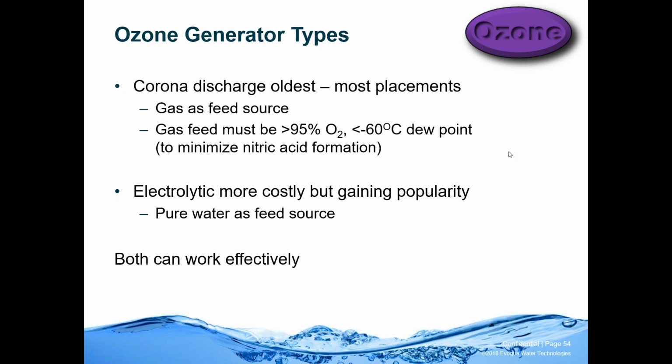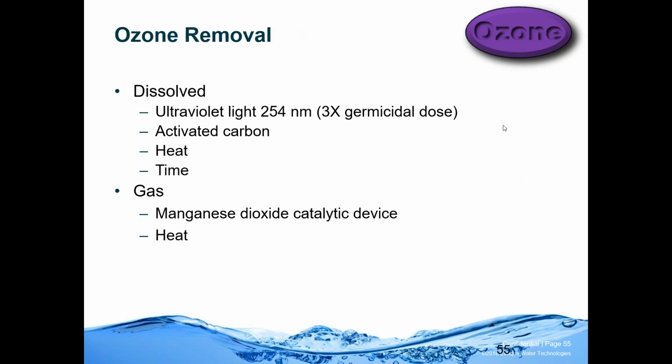Two types of generators. Corona discharge makes it from an airstream, either pure oxygen, or air that has had most of the nitrogen removed. You can see the humidity and oxygen requirements there, and that will minimize the nitric acid formation. Electrolytic units use the pure water from the system as feedstock. Both are in many, many systems, and both work fine, so both certainly can be considered.